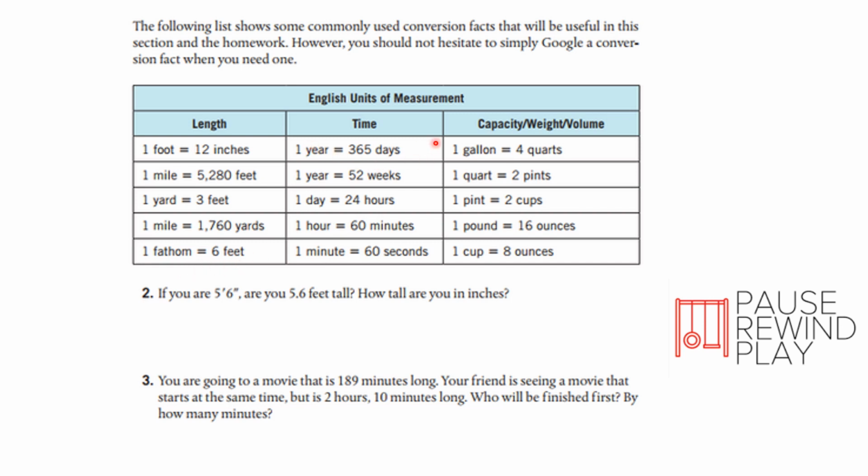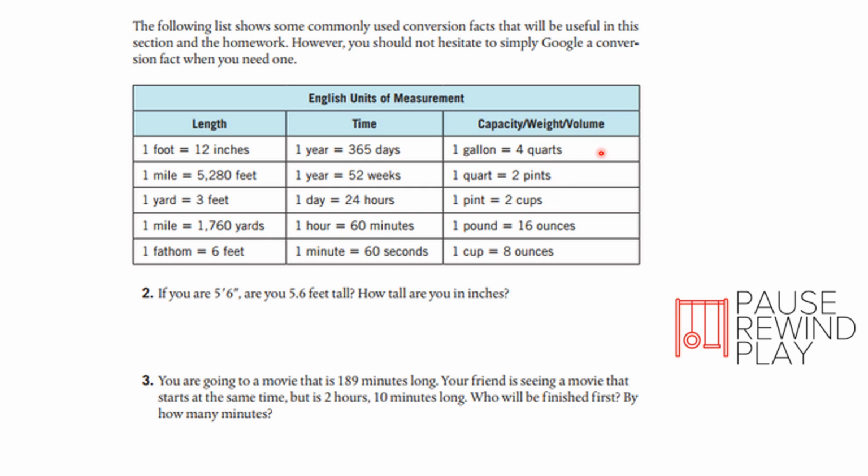This is used in depth in the ocean, for example. For time, we have length, time, and capacity, or volume. So the time, 1 year is 365 days. That's when it's not a leap year. 1 year is 52 weeks. 1 day is 24 hours. 1 hour is 60 minutes. And 1 minute is 60 seconds.